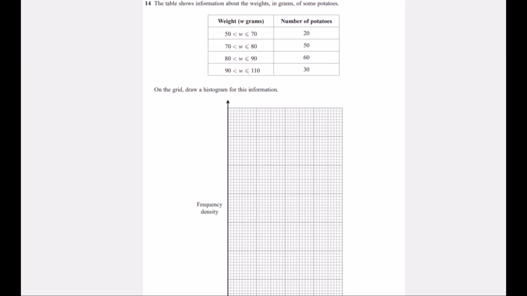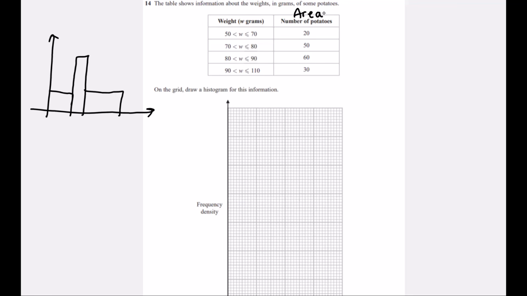Question 14. The table shows information about the weights in grams of some potatoes. Draw a histogram. When we have a histogram, we have bars that aren't equal width. Some are thin, some are really wide. But the area represents the frequency. So the number of potatoes is going to be the area of each bar. And up the side here, we've got frequency density.